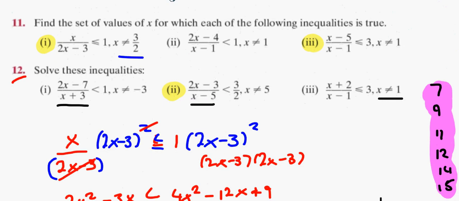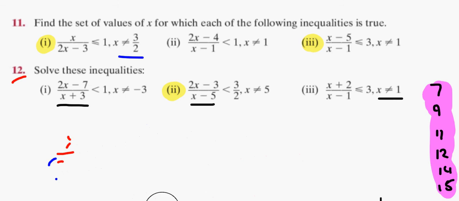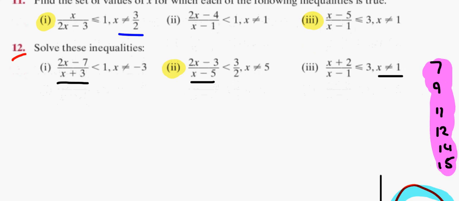Now, alright, let's have a look at this one. Conal, how'd you do part 3? So it's x minus 5 over x minus 1.